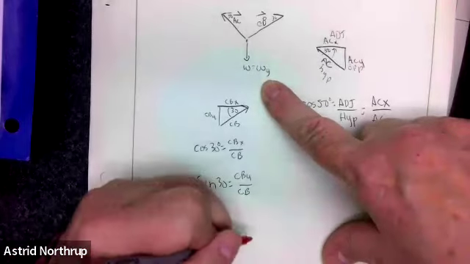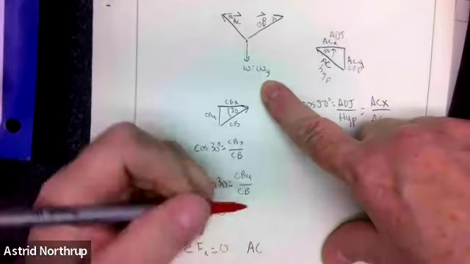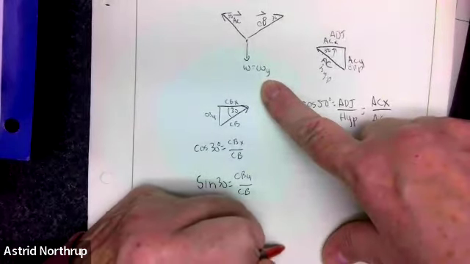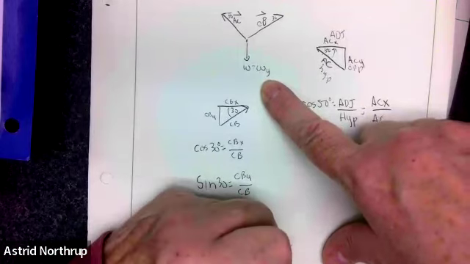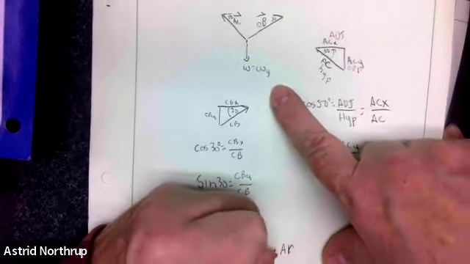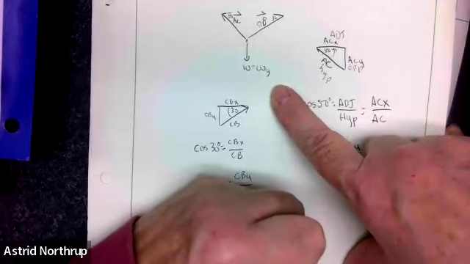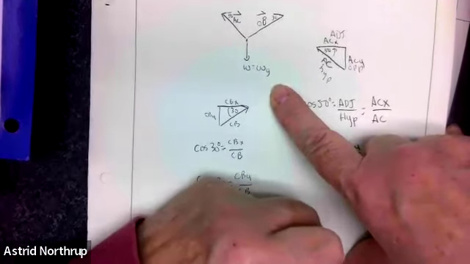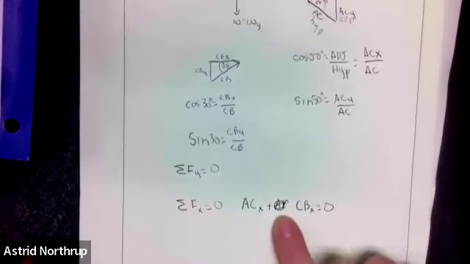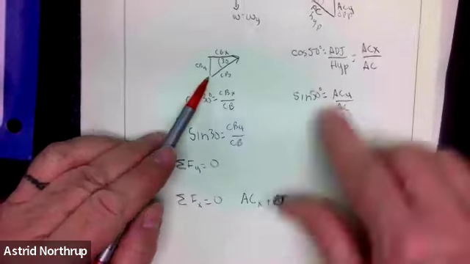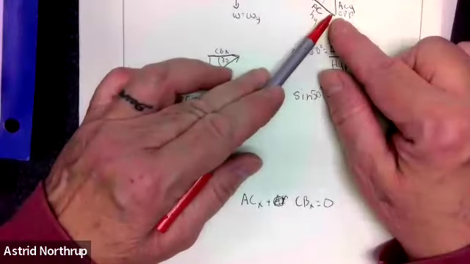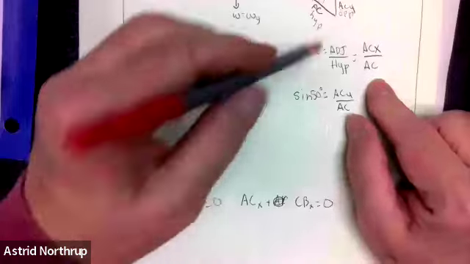In the X direction, the weight has no component because it's purely vertical. So in the X direction, I can say the force in AC in the X direction plus the force in CB in the X direction, those two things added together have to equal 0. All right, so let's go back here. Here is my AC in the X direction.